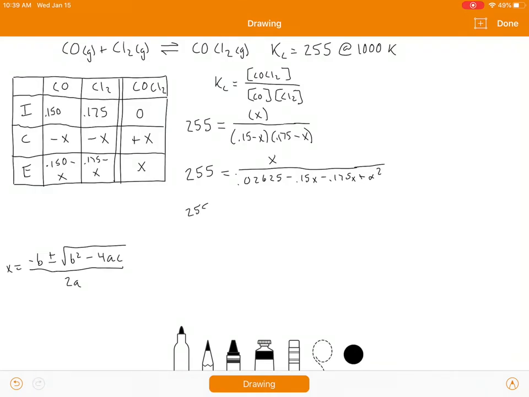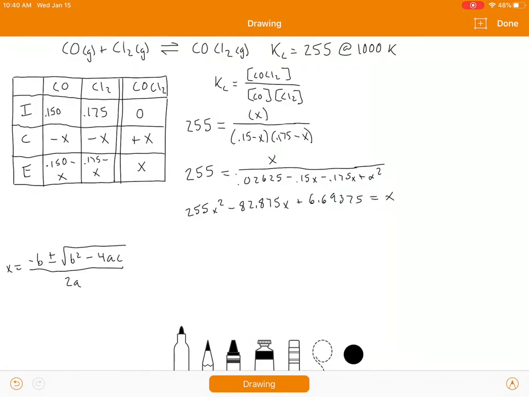So you should get 255x squared minus 82.875x plus 6.69375 is equal to x. Now, the reason why I'm going so far out on the decimals, I just keep them that way until we're done, and then I will round to our 3 sig figs. But until you finish the problem, I typically hold on to the numbers. In some cases, a little bit could make a big difference.